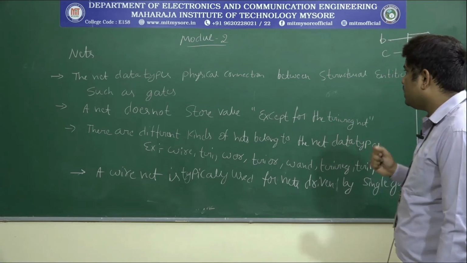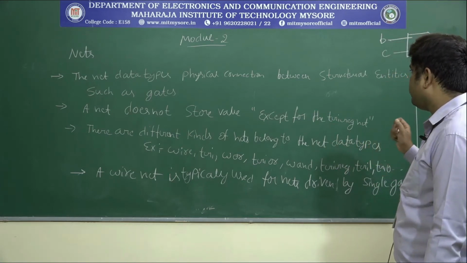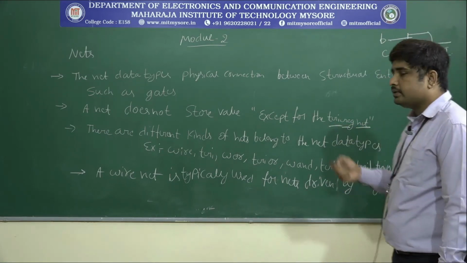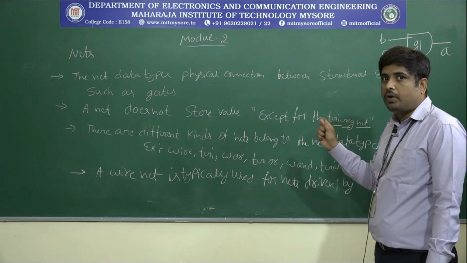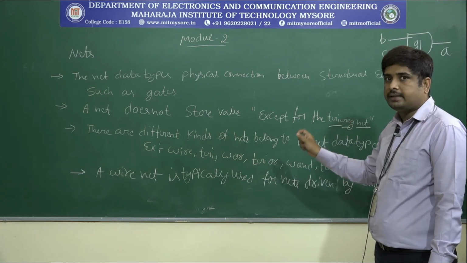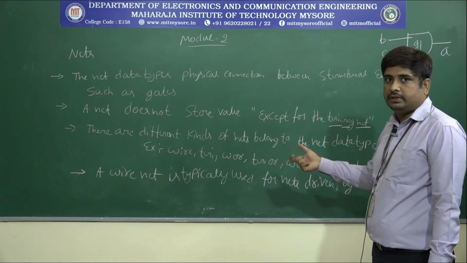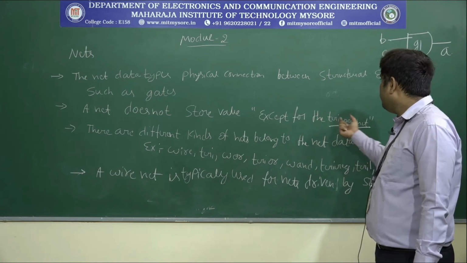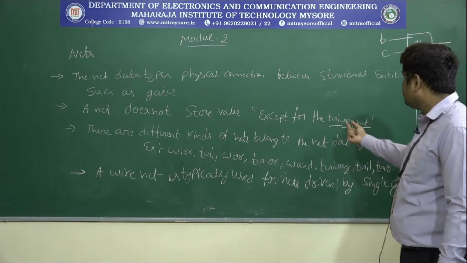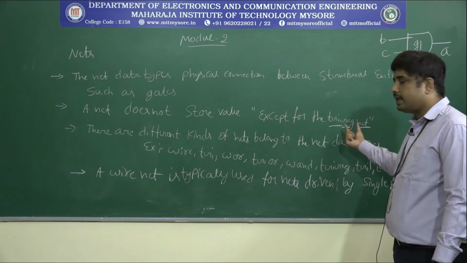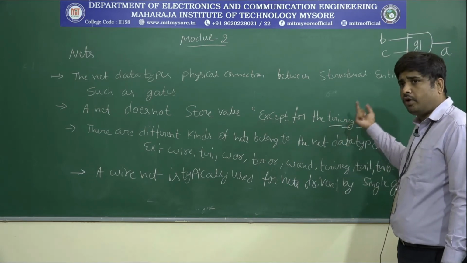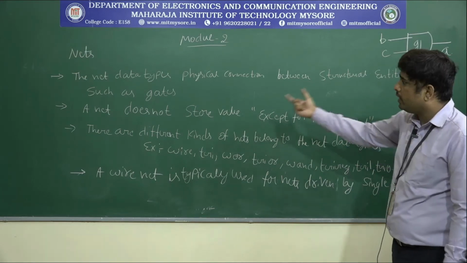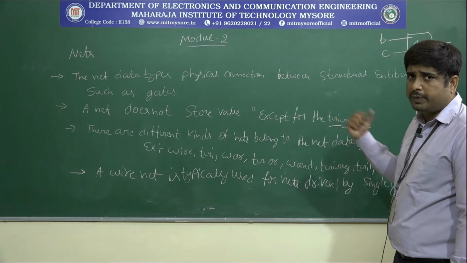Next, a net does not store a value except for trireg net. So a net acts only as a physical connection. It acts as a connection between two different gates, so we can't store a value here. For one condition, suppose we are using trireg, which is the keyword, at that time we can store a value using that trireg. Except for this condition, we do not store any value with respect to a net.